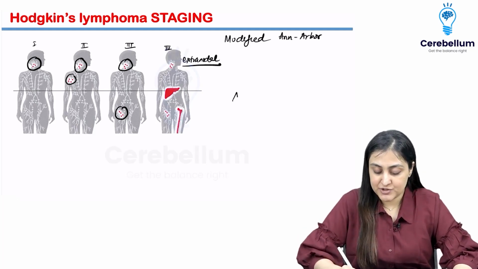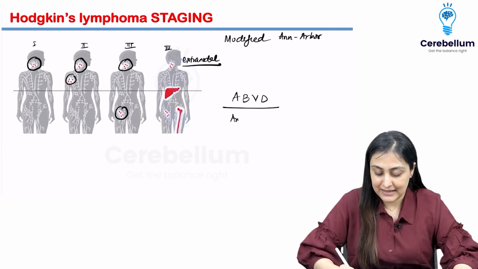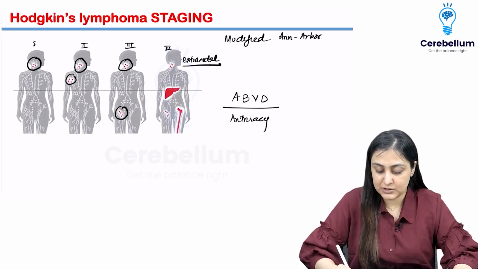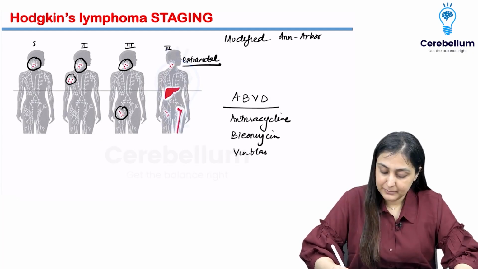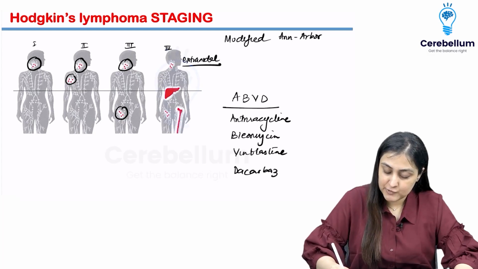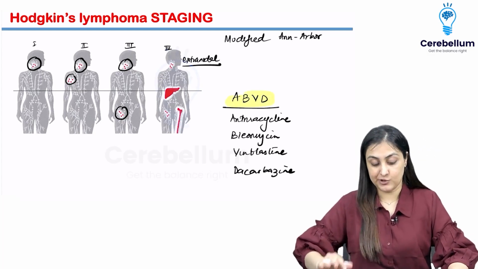The treatment regimen you want to remember for Hodgkin's is ABVD. So you give anthracyclines like doxorubicin or daunorubicin is preferred. Give bleomycin, you give vinblastine, and D for dacarbazine. So this is the ABVD regimen here in Hodgkin's lymphoma.